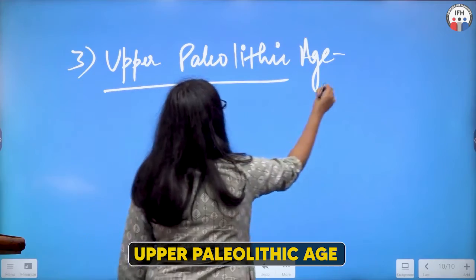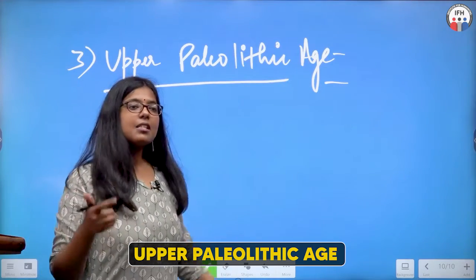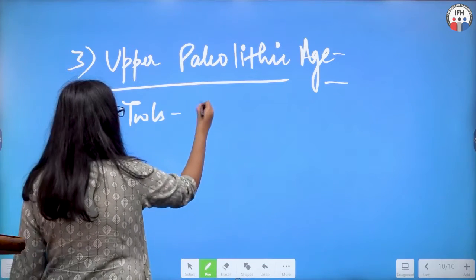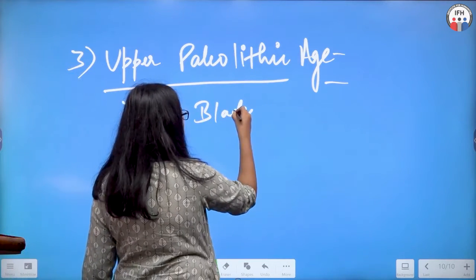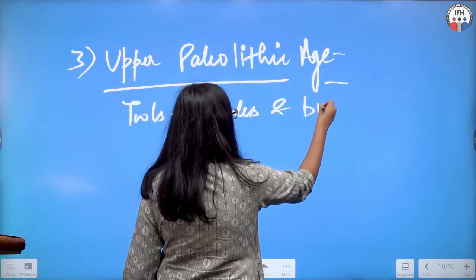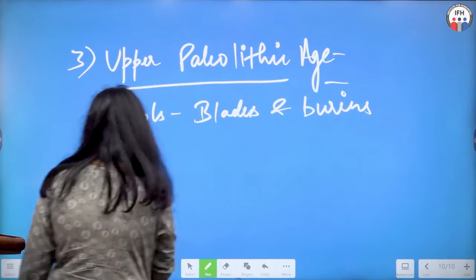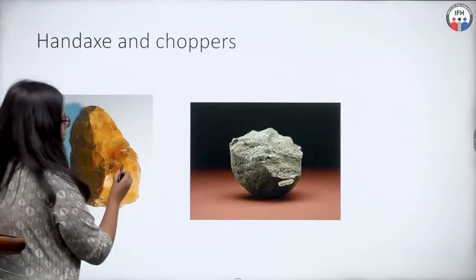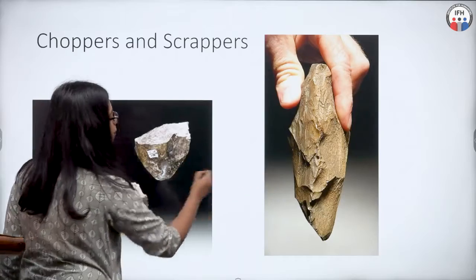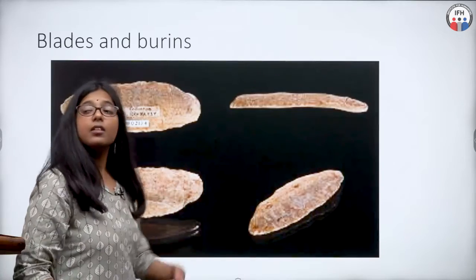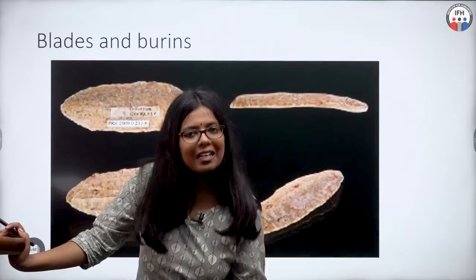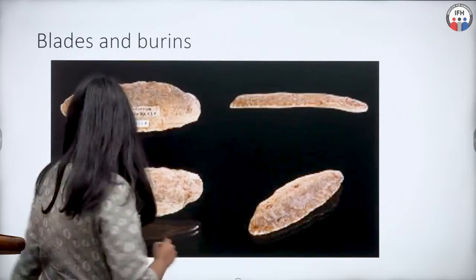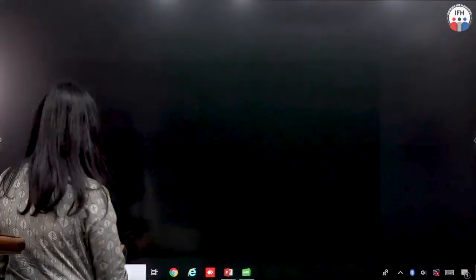Again, the thing which is making a very big difference is tools. Here these people are using blades and burins. For making tools, they are using stone only. Look at this one, Lower Paleolithic, Middle Paleolithic, Upper Paleolithic. The tools are getting finer, the tools are getting lighter, they are now easy to use. So this is the very important difference which is coming.